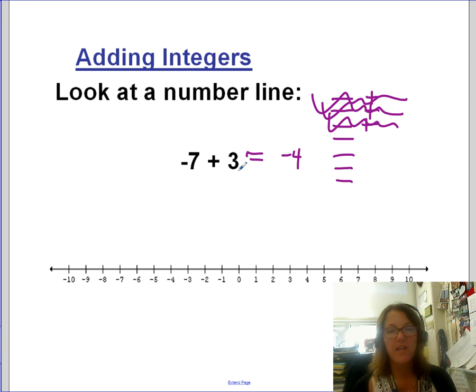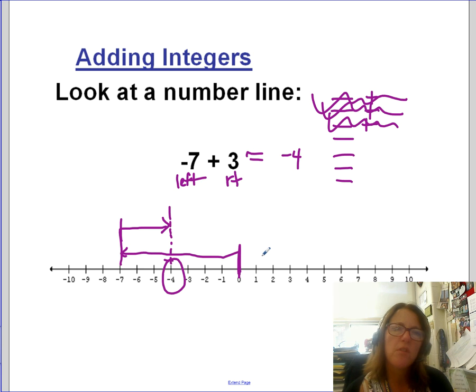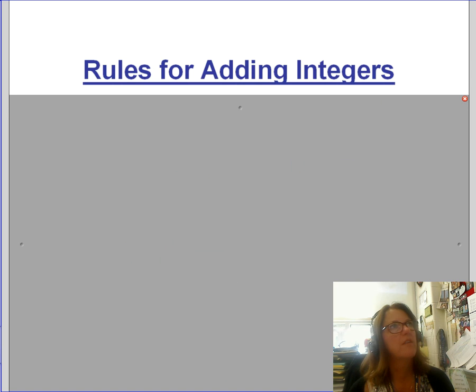Ta-da! If I illustrated this on the number line, you start at 0. My first number was negative 7. That means I go to the left 7 units. 1, 2, 3, 4, 5, 6, 7. Then I'm going to add 3. When I add a positive number, I go to the right. 1, 2, 3 units. This is where I landed. Negative 4. There you go. Which way do you like better? Go with whatever model works for you, okay?